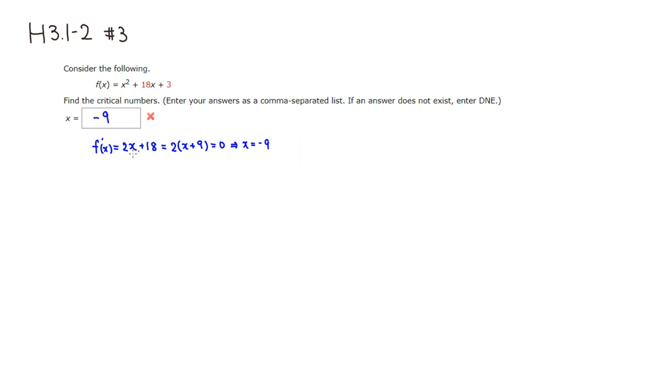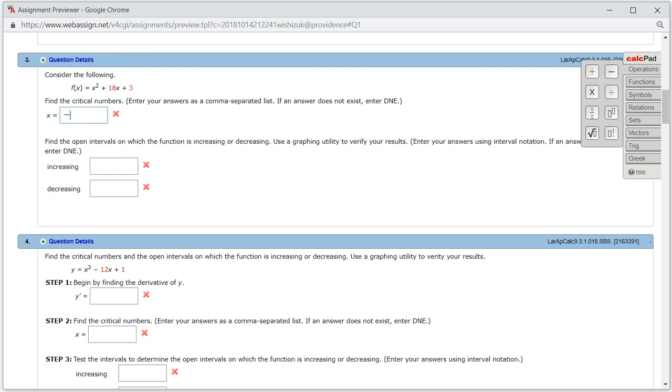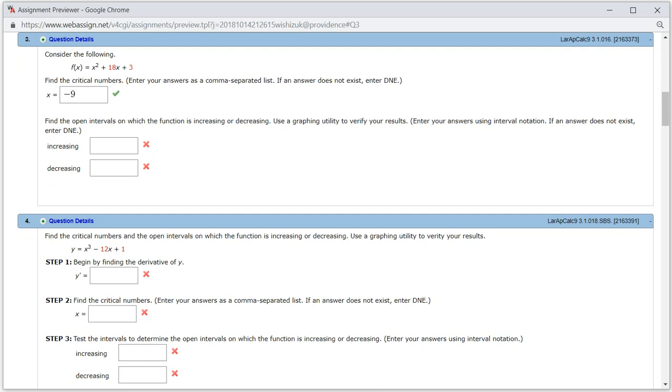And this function is a linear function, so it's defined everywhere. So we don't have a critical number of the other type. All right, so I'm going to go ahead and type in the answer. So you have negative 9. Let's go ahead and check the answer. It came back and looks like we have the correct critical number here.